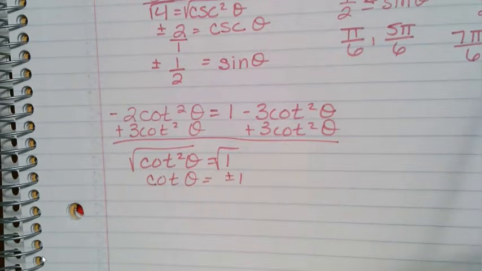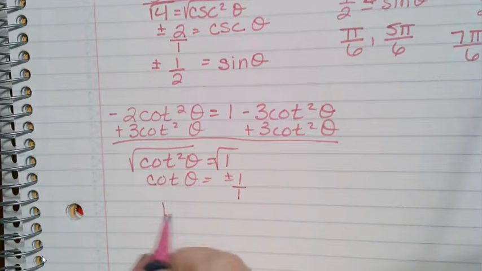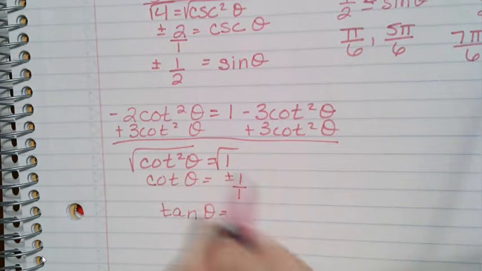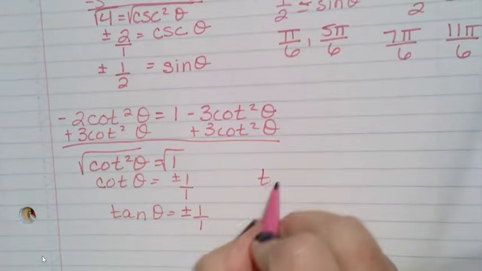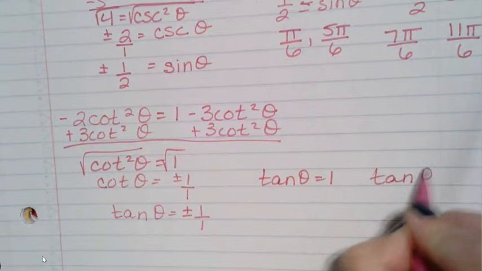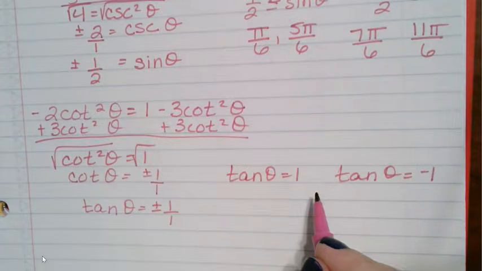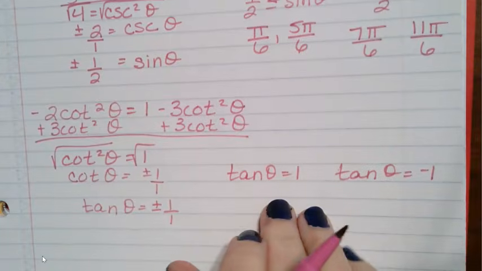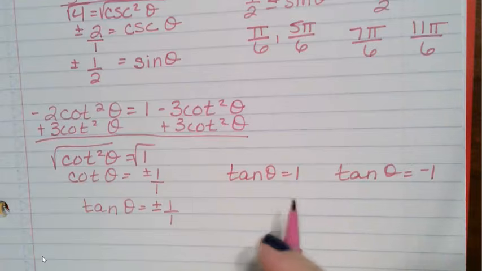Now we do want to get this in terms of tangent. If I put this over 1, change this to tangent, and flip this, we get 1 over 1 still. So I need tangent theta equals 1 and tangent theta equals negative 1. Now we're going to use the calculator. I'm not a huge fan of this, but tangent is just really difficult. Make sure your calculator is in degrees.